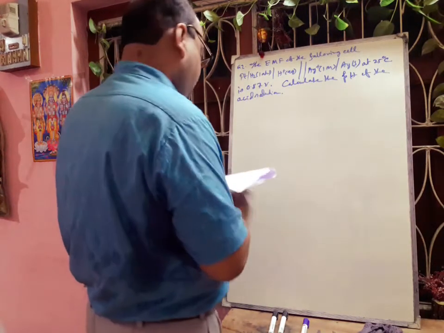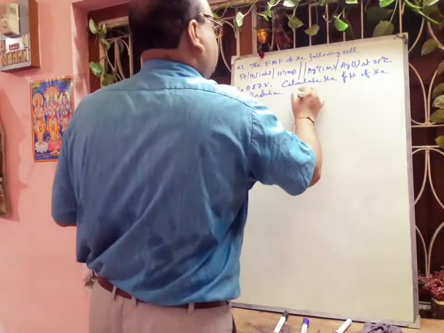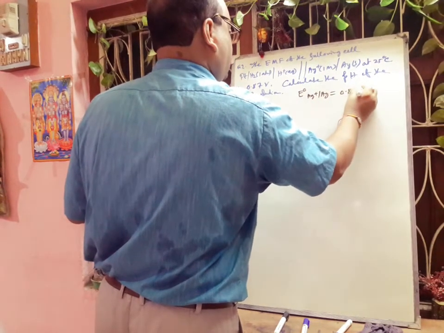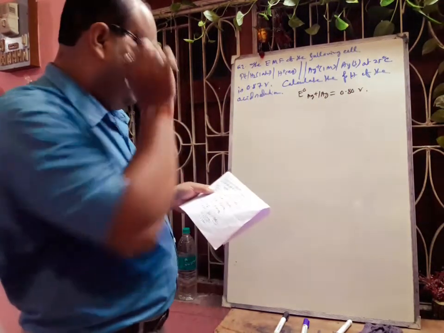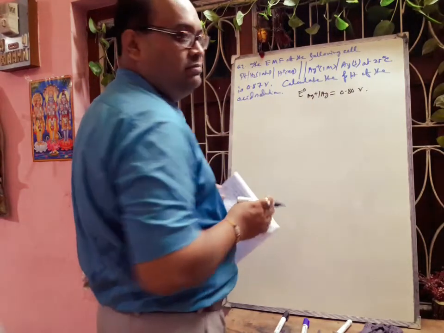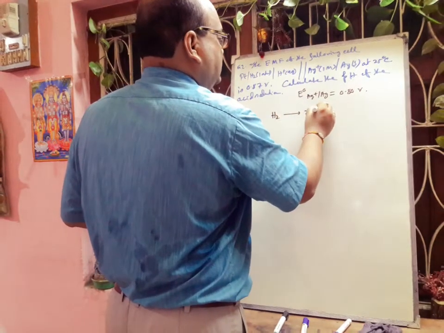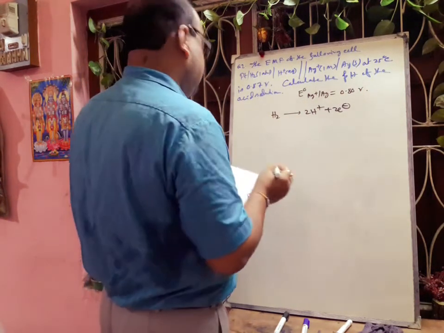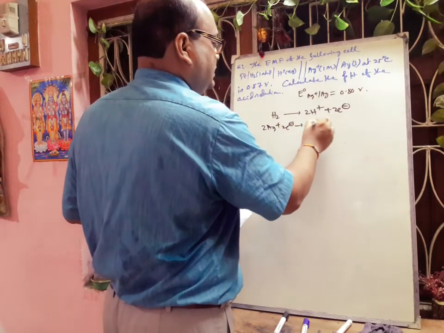Okay. Now here the E0 value of silver: the E0 value of Ag+/Ag will be 0.80 volt. Now first we have to write the reaction. On the left-hand side there is hydrogen, that means H2 forming 2H+ plus 2 electrons. This is the oxidation cell reaction, and for the reduction cell reaction you have to write 2Ag+ taking 2 electrons forming 2Ag solid.